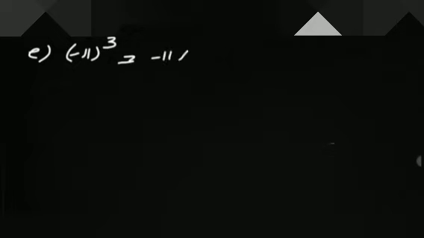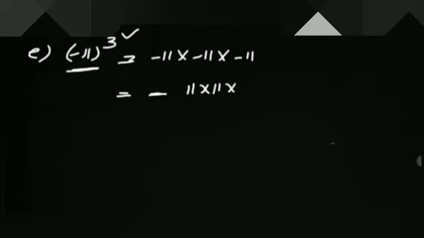Minus 11 into minus 11 into minus 11. What would be the sign of the final answer? As per the rule, an odd power of a negative integer. We know that minus 11 is a negative integer and 3 is an odd number. Odd power of a negative integer is negative. So, we got the sign of the final answer as negative. So, this is negative of 11 into 11 into 11.